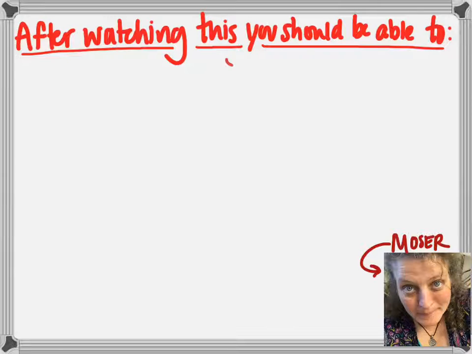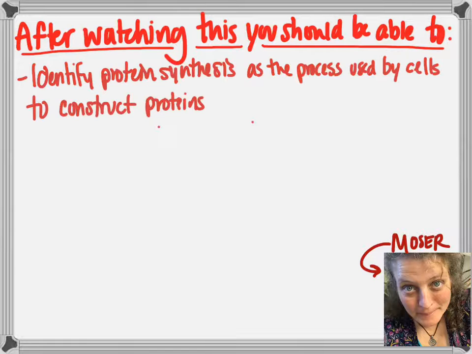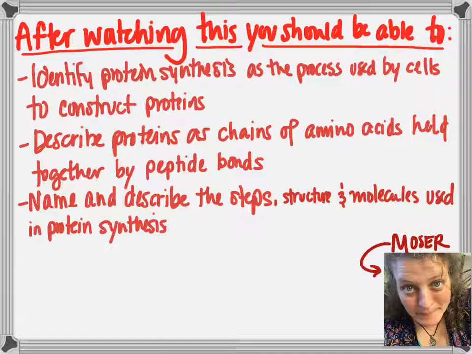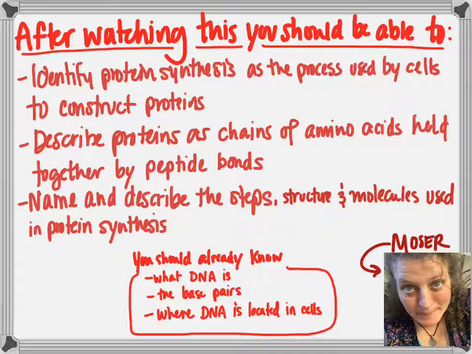It's me, Moser. And after watching this video, you should be able to identify protein synthesis as the process that is used by cells to construct proteins. You should also be able to describe proteins as chains of amino acids held together with peptide bonds. And you should be able to name and describe the steps, structures, and molecules used in protein synthesis. It'd be really awesome if you already knew what DNA was, and you should know your base pairs, and where DNA is in cells. Okay, let's get started.